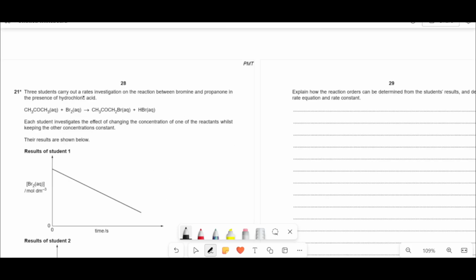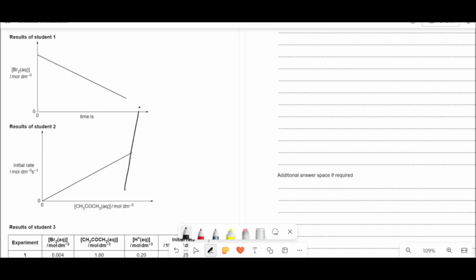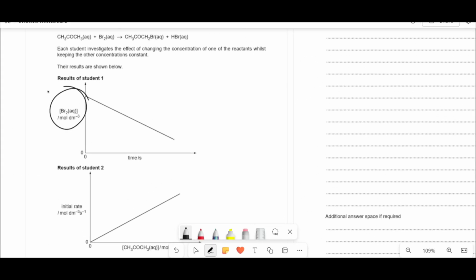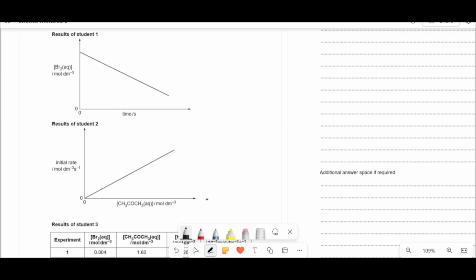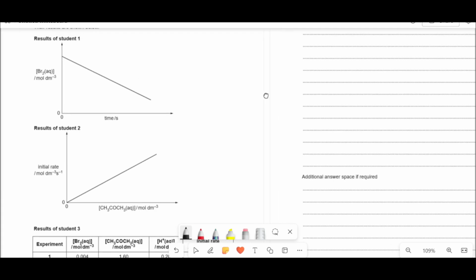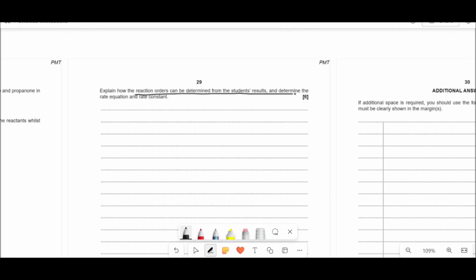Then it says three students carry out a rates investigation on the reaction between bromine and propanone in the presence of hydrochloric acid. Each student investigates the effect of changing one of the concentrations of the reactants while keeping everything else constant. And here are their results. Remember, we're looking at the concentration against time. We can see the concentration against time is falling down. And this is the initial rate against concentration of this. And that's just going up. There's not a curve or anything, so that means the steepness of the gradient is constant. Now, it says explain how the reaction orders can be determined from these results and then determine the rate equation and rate constant.